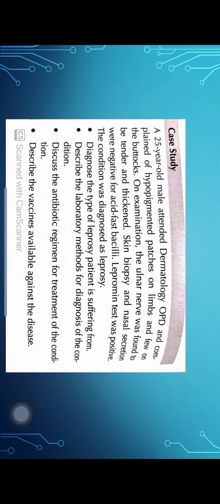So the first question: diagnose the type of leprosy patient is suffering from. So our diagnosis is the patient is suffering from tuberculoid type of leprosy. The second question is: describe the laboratory methods for diagnosis of the condition.